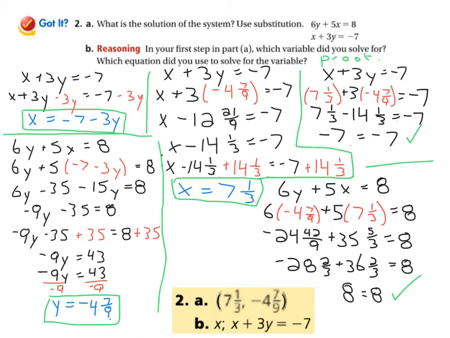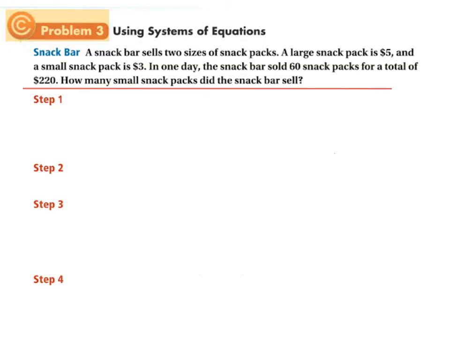Part B here says, in your first step, which variable did you solve for? What equation did you use to solve for it? We solved for x in this equation. That's what this says.